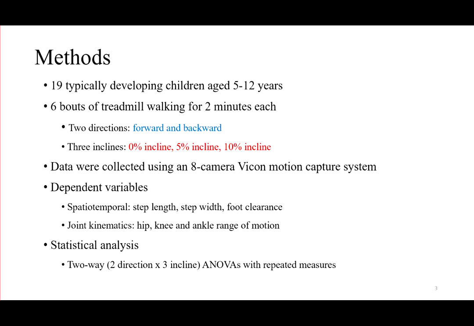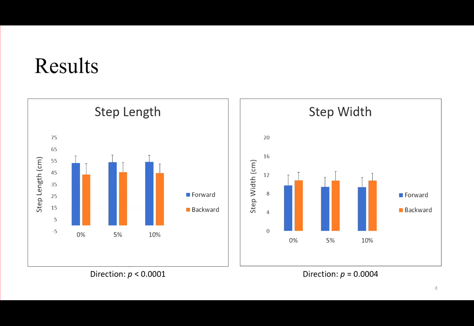Subjects completed one bout of 2 minutes of treadmill walking for each condition. Treadmill walking conditions included forward and backward walking at each of 3 inclines, 0, 5, and 10%. Spatiotemporal and joint kinematic data were collected using an 8-camera Vicon motion capture system, and 2-way ANOVAs with repeated measures were used on all variables. So here are some of our results.